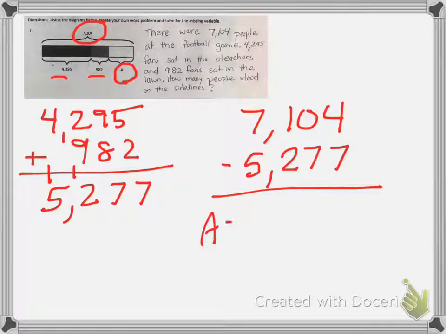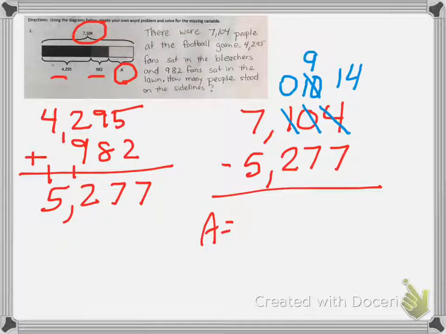Okay? So this is going to give us our missing part. This is going to give us A. How many people stood on the sidelines? All right. I'm going to change my color pen so you can see my math here. 4 take away 7. Can't do it. We're going to go next door. Can't regroup from 0. So we have to go again next to the 1. This is going to be renamed to 0. We're going to move 10 over. Okay, but now we still need to move 10 over. So this is going to become 9. And the 4 is going to become 14.